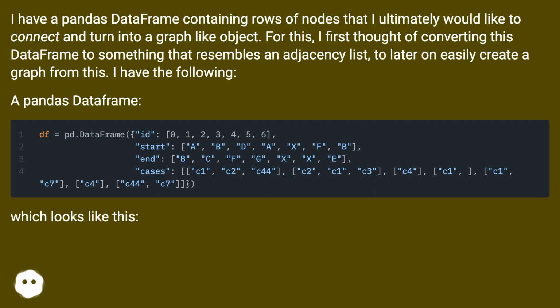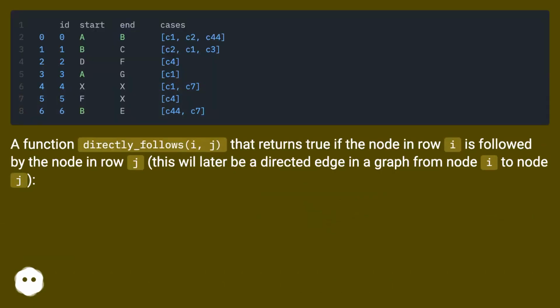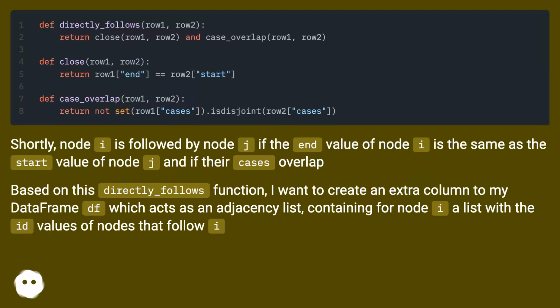Which looks like this. A function directly_follows(i, j) returns true if the node in row i is followed by the node in row j. This will later be a directed edge in a graph from node i to node j. Shortly, node i is followed by node j if the end value of node i is the same as the start value of node j and if their cases overlap.